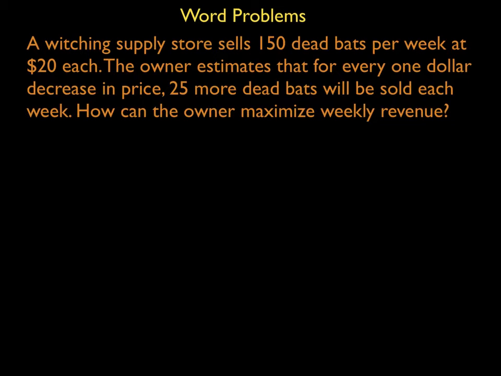The owner estimates that for every $1 decrease in price, 25 more dead bats would be sold each week. How can the owner maximize weekly revenue?